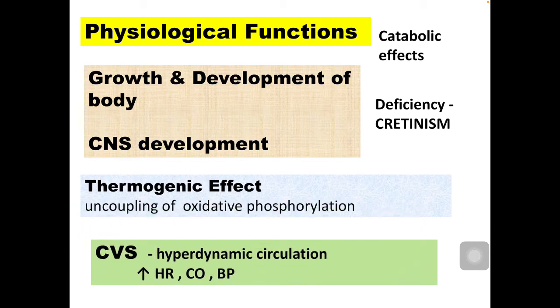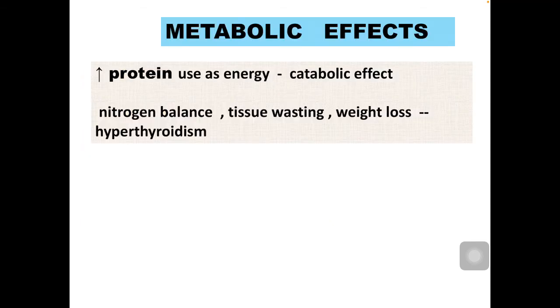On the CVS, excess of thyroid hormones results in increased cardiac output, increased heart rate, even atrial fibrillation resulting in arrhythmias, and it results in hyperdynamic circulation. Metabolic effects: there is increased protein breakdown and increased catabolism, and this broken down protein is used for energy generation. Nitrogen balance is negative, tissue wasting and muscle loss is seen. Also there is weight loss. Now these are the symptoms that are present in excess of thyroid hormones.